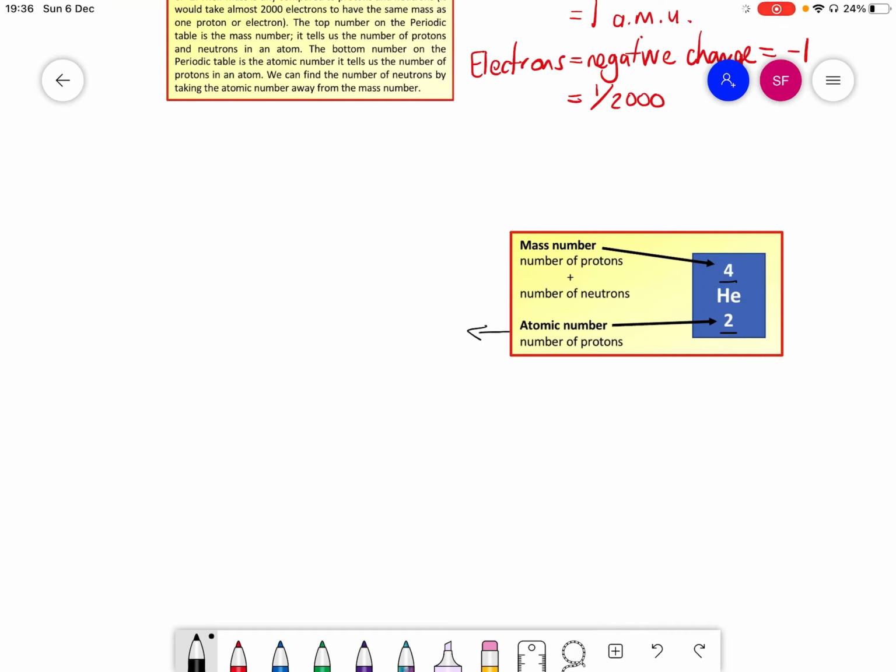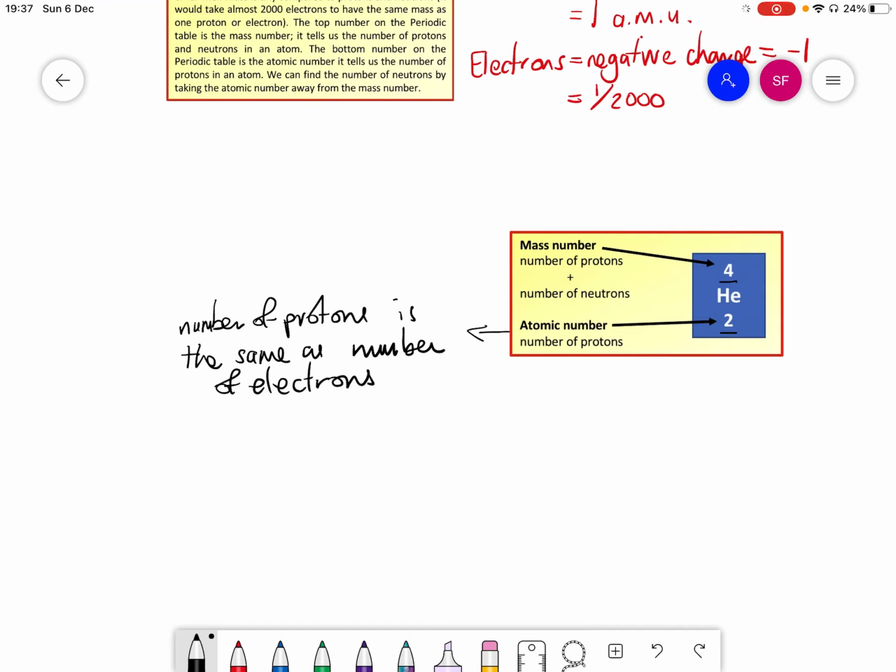If we look at our atomic number, the atomic number tells us how many protons. It also tells us how many electrons, because in an atom, the number of protons is the same as the number of electrons. So if we have 2 protons, we also have 2 electrons. So helium has 2 protons and 2 electrons.